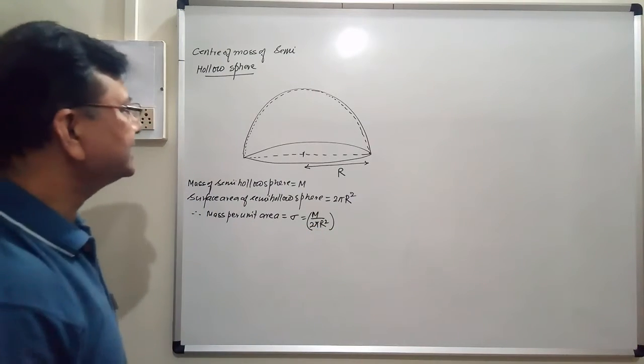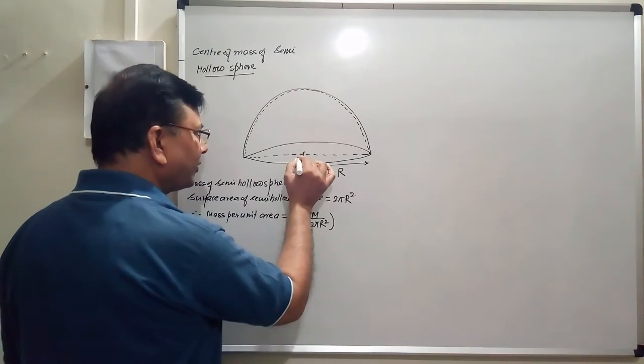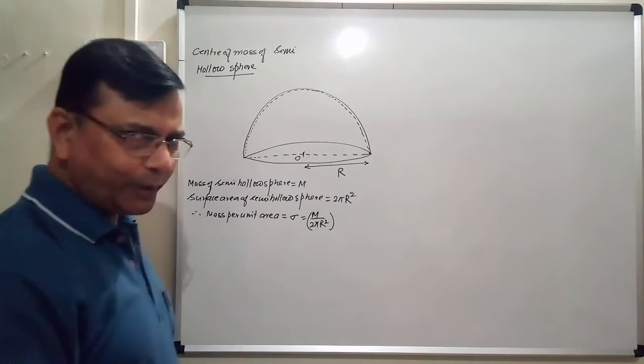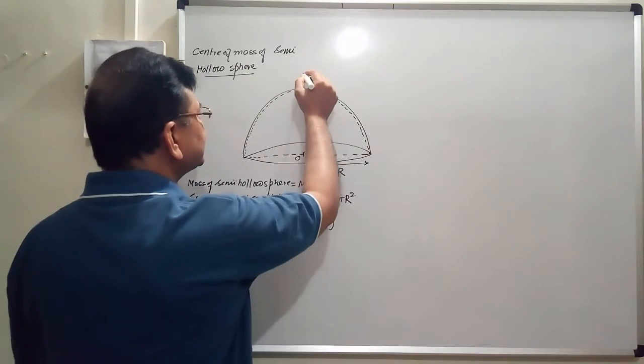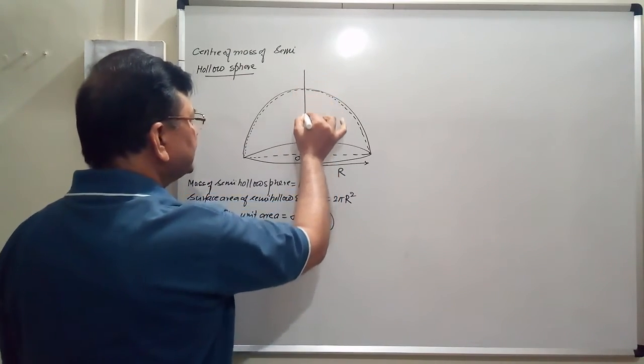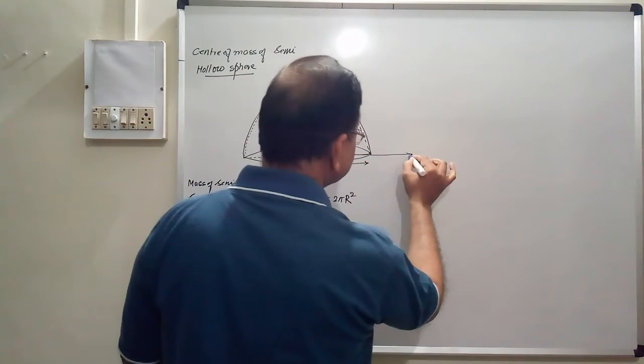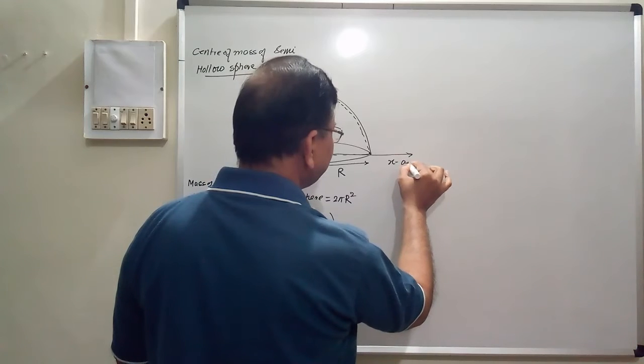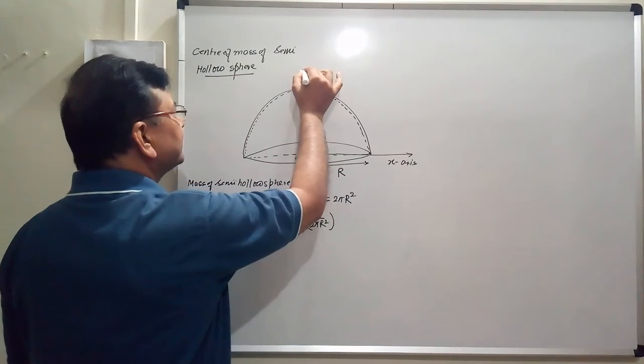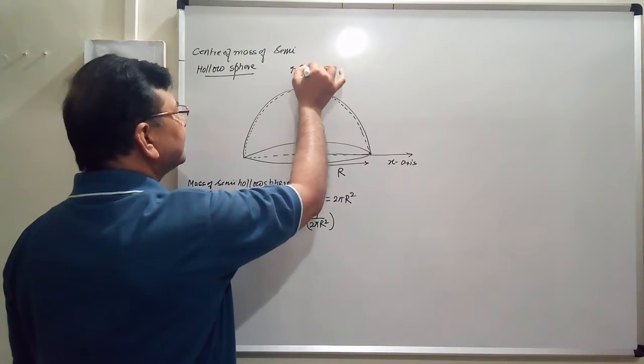Now, how to find the center of mass? So the center of this will be considered as the origin. We will make two axes. So this is the y-axis, and this is the x-axis.